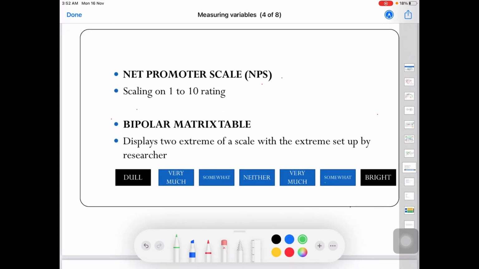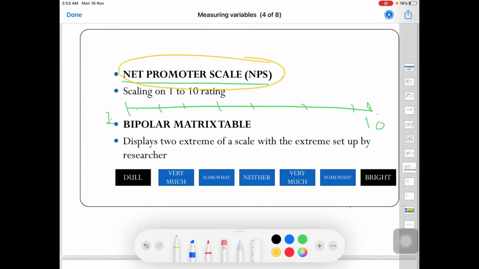Other scale under interval scale is net promoter scale. Under this scale, the rating is done from 1 to 10. Okay, so this is a scale at equidistance that is marked from 1 to 10. So you have to rate it on the scale of 1 to 10. So it is known as net promoter scale.